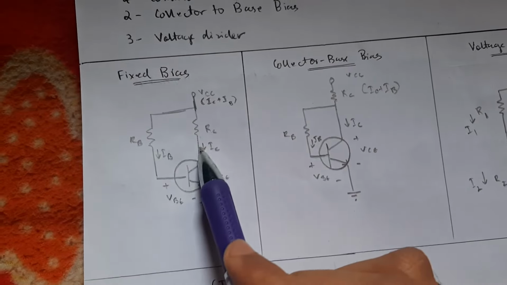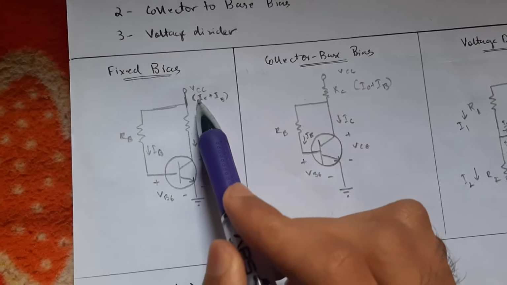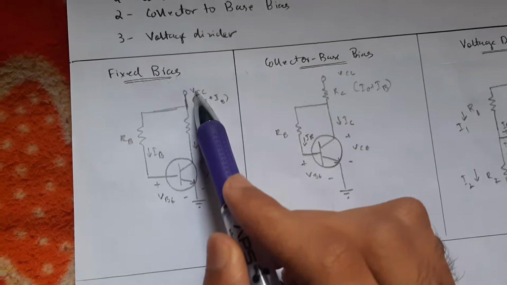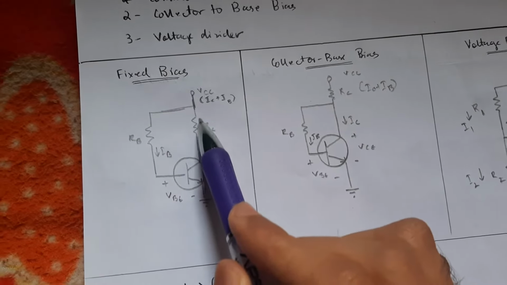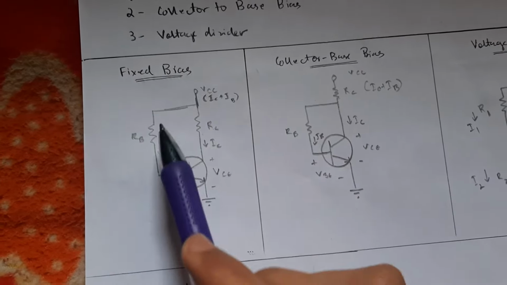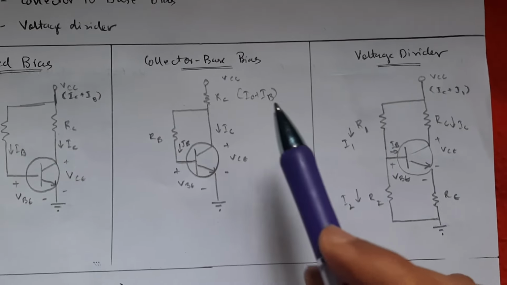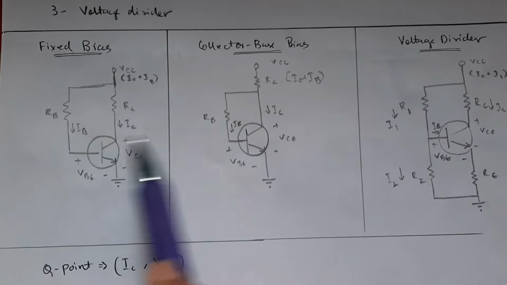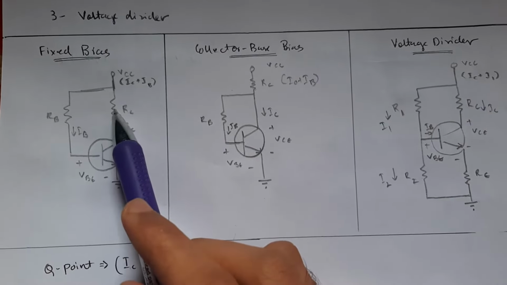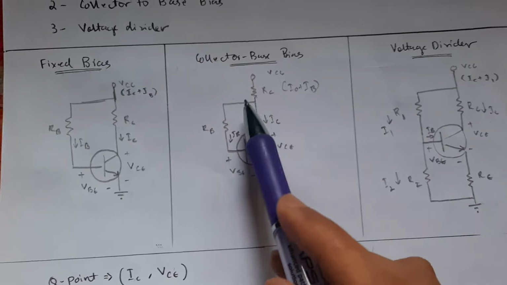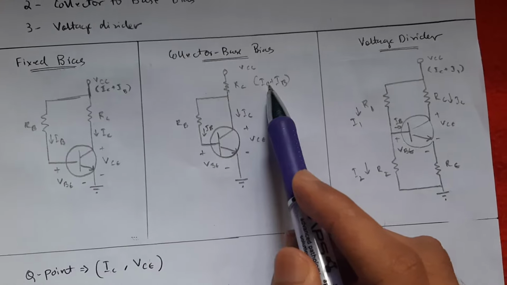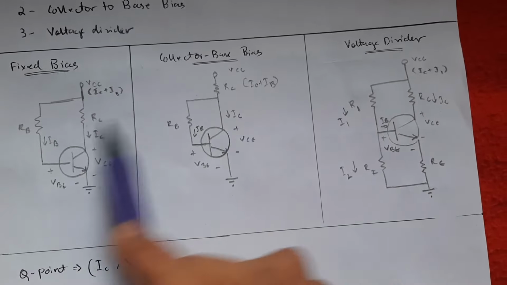If you trace back to this point, the current should be IC plus IB. So VCC releases IC plus IB here, and the IC will come here and IB will come here, and I will explain this in the numerical part. In collector to base bias, it's identical to this, but RC has shifted from here to here, and RC will have the voltage drop by the current IC plus IB. That's the only difference between these 2.